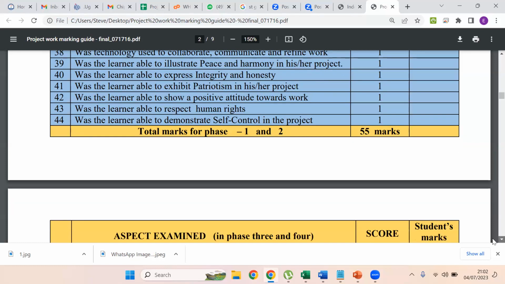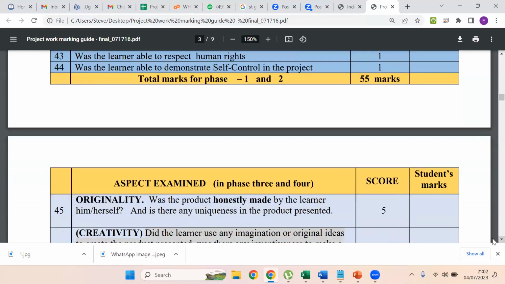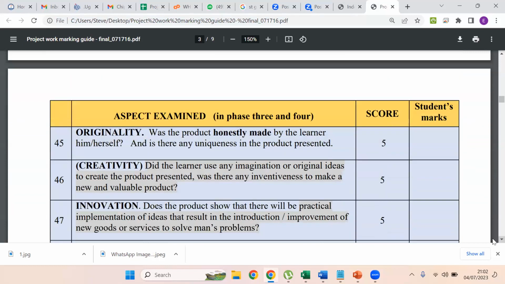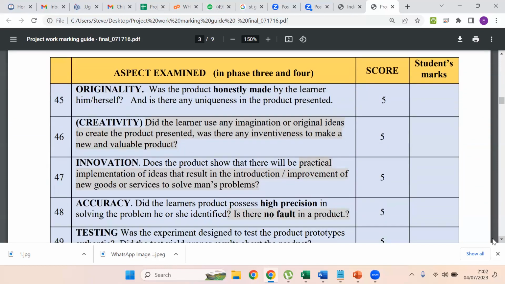Detail per detail, there are 55 marks. Then when we go to aspect originality, aspect examine, that's phase three. And phase four, where we have product and the report marking. This is marked wholly. You can look at a project, you analyze what we did in page two, and then you give marks according to you as a teacher, because here it's all about impression now.